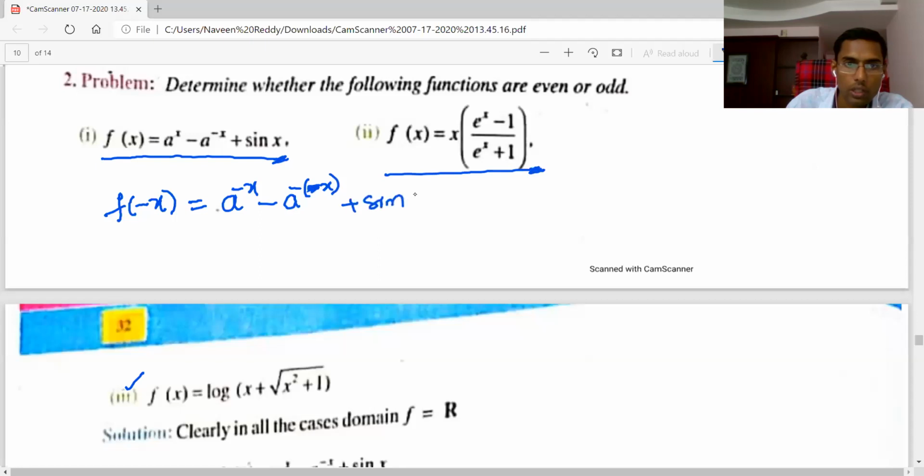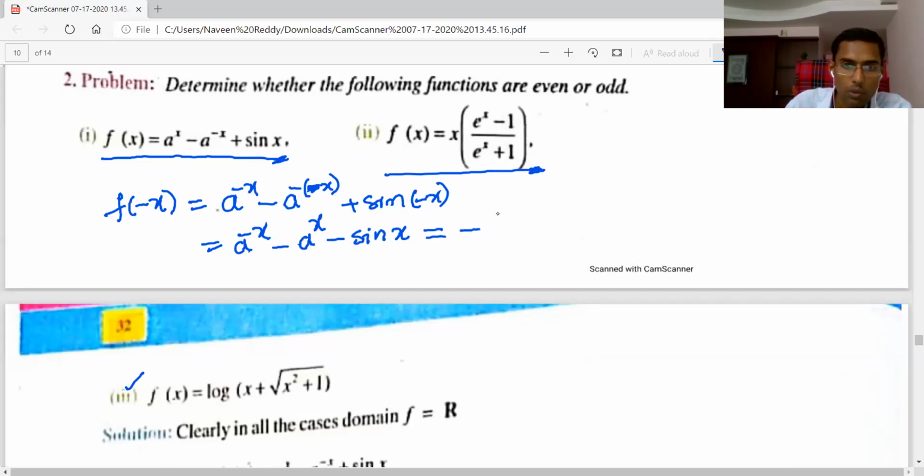Plus sine of minus x. Already I told you sine of minus x is minus sine x. So a power minus x, this is minus, a power minus of minus, plus x. This is minus sine x. So sine of minus x is minus sine x. Now you learn the formula. Later we will know how we got it.